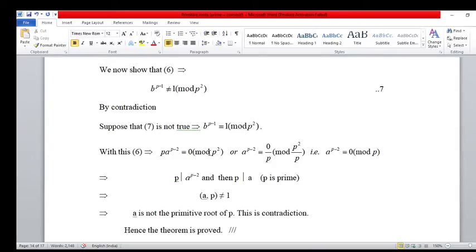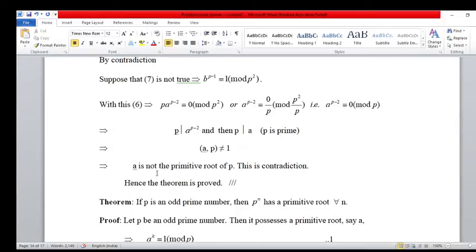2 congruent to 0 mod p square, or a raised to the power p minus 2 divided by p, this is 0 divided by p, mod p square upon p. This is equal to a raised to the power p minus 2 congruent to 0 mod p. Converted into division form, p is a divisor of a raised to the power p minus 2. This shows p is a divisor of a, so p and a are not relatively prime, so a is not a primitive root of p. This is a contradiction.